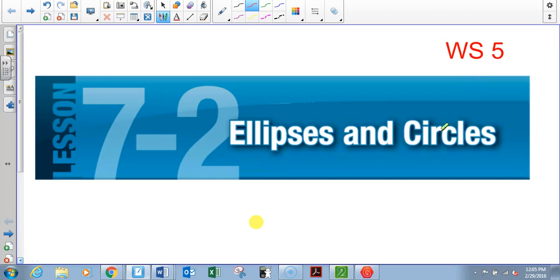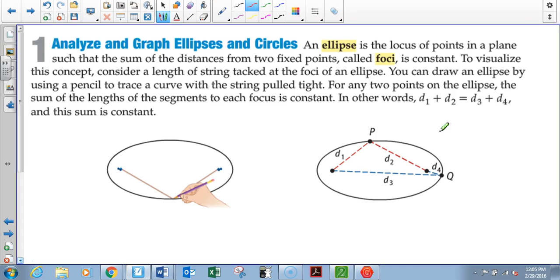Alright guys, these are the notes on ellipses, which apparently is the correct plural, and circles. We are honestly not going to talk much about circles today, except for the difference between a circle and ellipse, because we already covered circles.